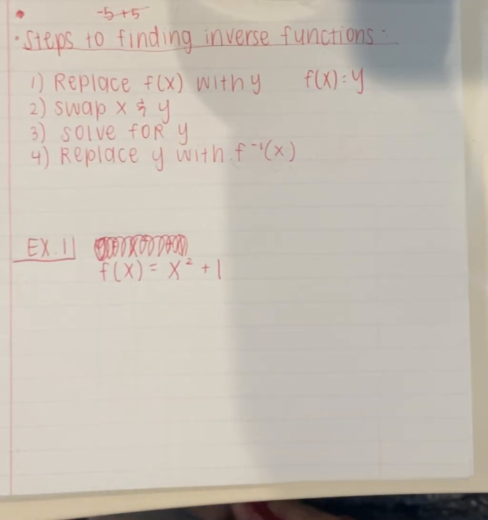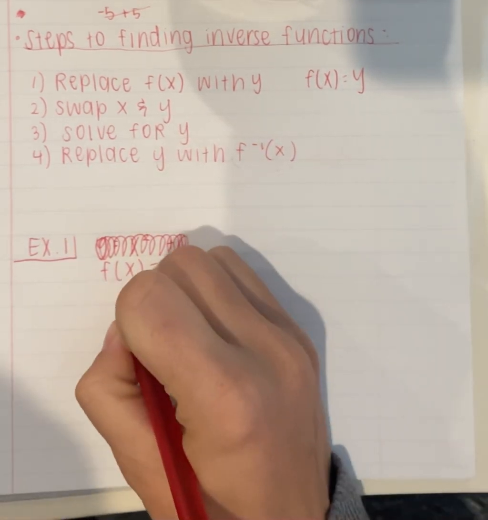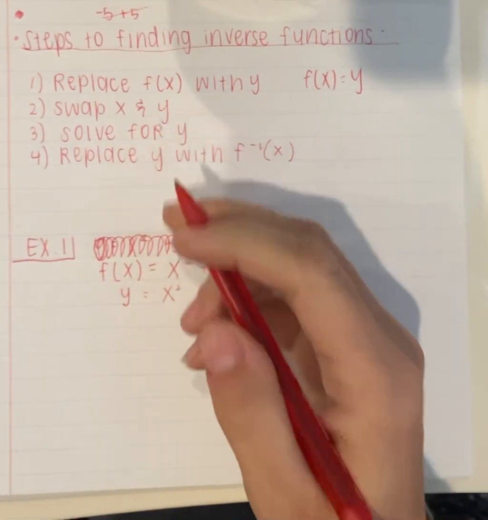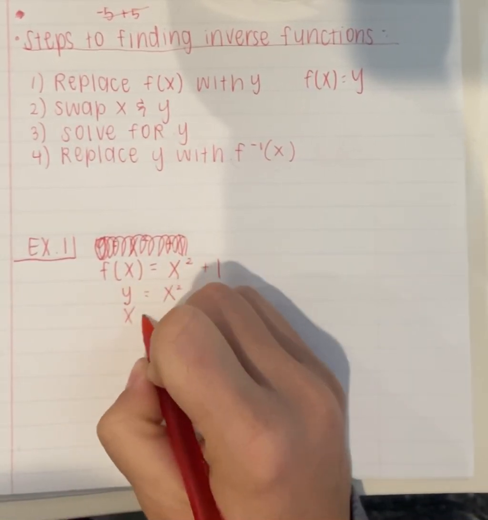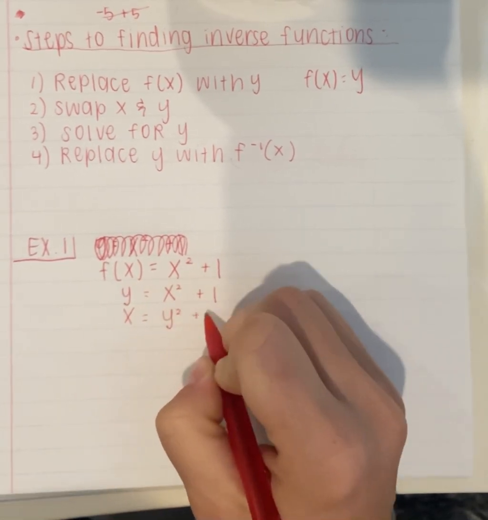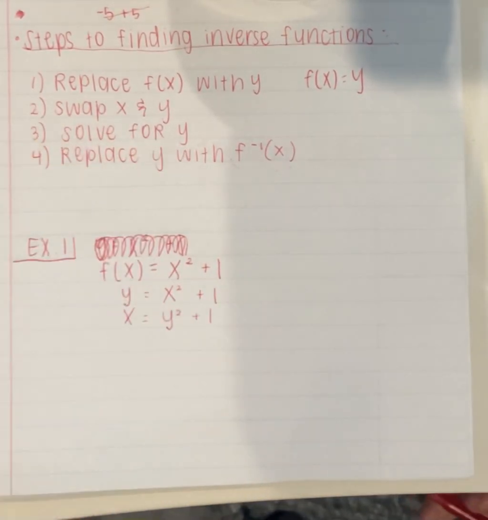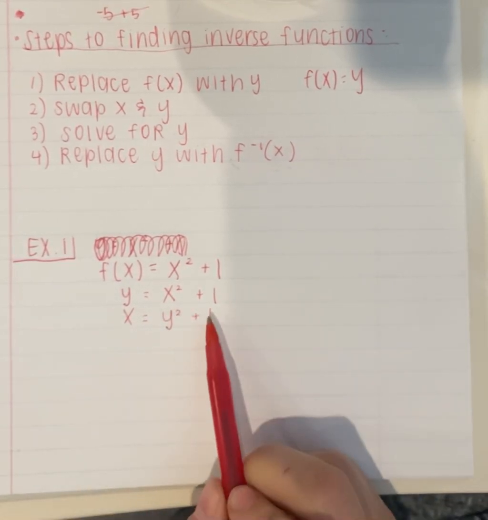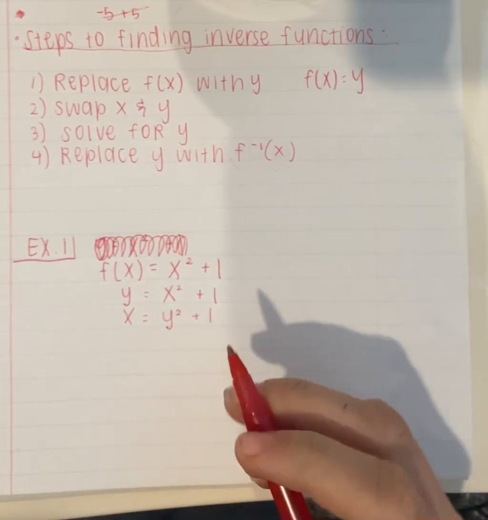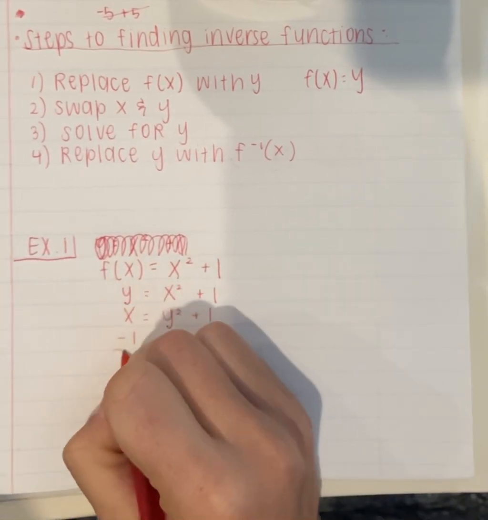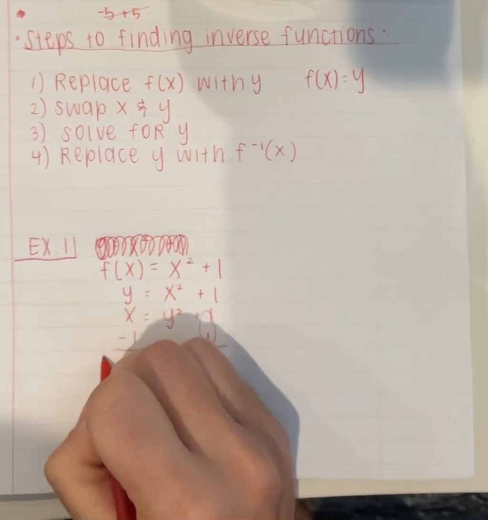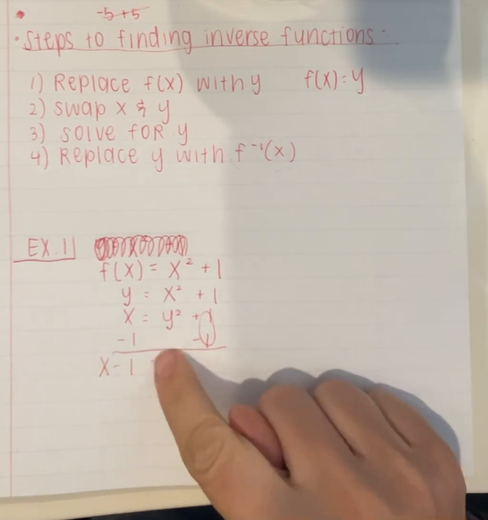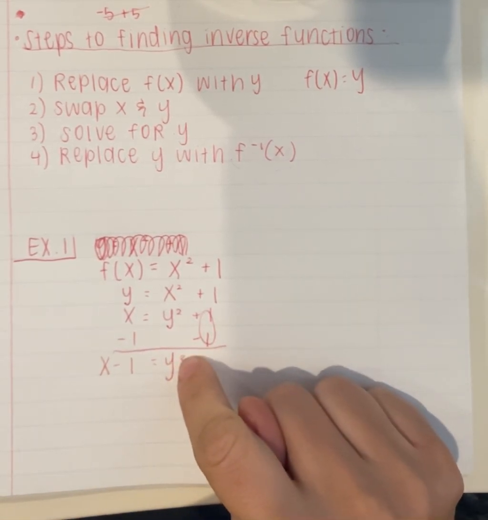All right, so step 1, just replace f of x with y. So all we do is put y here instead. Step 2, swap x and y. So I'm going to swap in x for my y and y in for my x, okay? Step 3, solve for y. So we're working on getting y by itself. It's on this right side, so I need to cancel out this plus 1. This is not part of my y. So I'm going to say minus 1. These are not like terms, so it stays as x minus 1 equals y squared. So y is by itself other than that squared, okay?